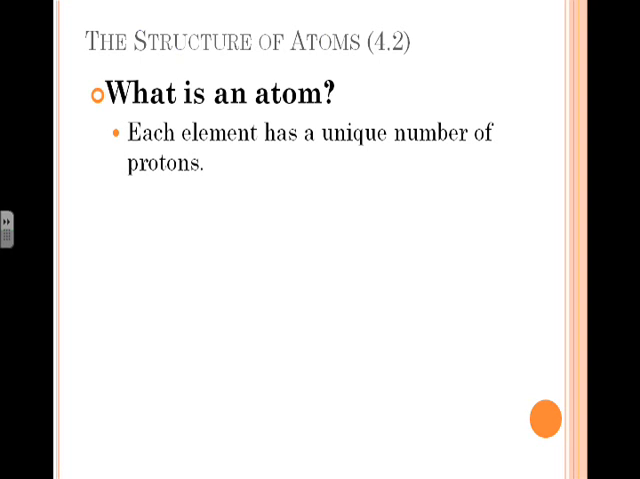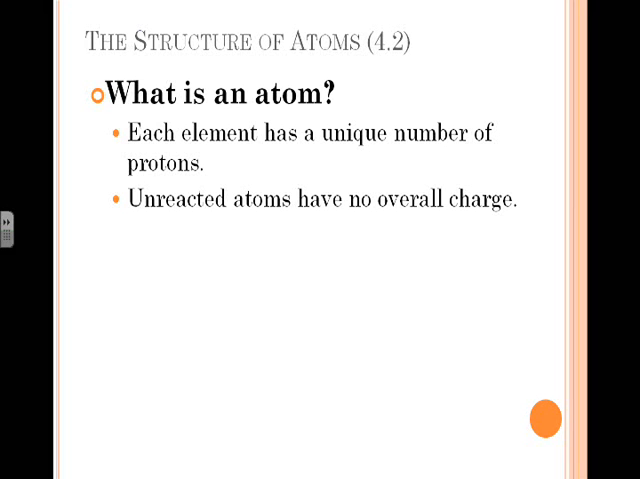So anytime you have a number of protons, that number tells you exactly which element we have. When you have an atom that has not reacted with something else, it has a zero charge. They don't have any charge at all because they've not reacted with anything else. And I'm going to show you why that is.